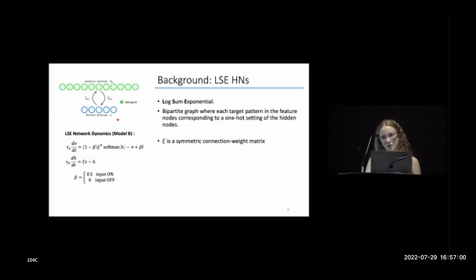And so this input, if it corresponds to a perturbed version of a target pattern, as soon as the input is turned off, the memory neurons will take full control and update the feature neurons to the correct version of the target. And the memory neurons will correspond to the one hot of that.